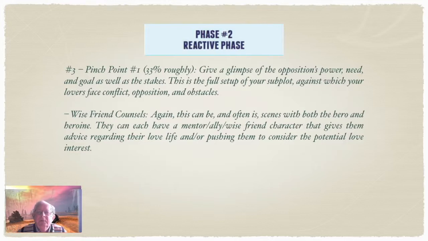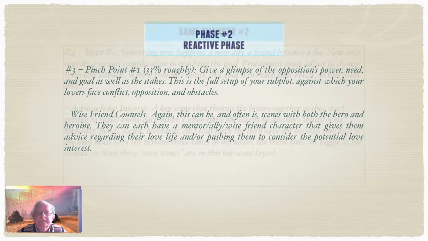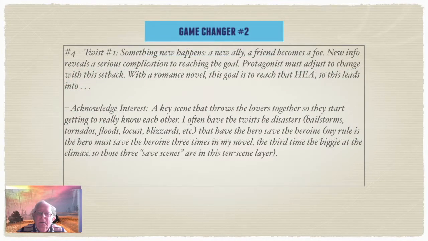Phase 2 in the 7 elements, or the pinch point. This is the first pinch point. Something or someone is pushing them together. This is where the twist in the story is introduced, the game changer.